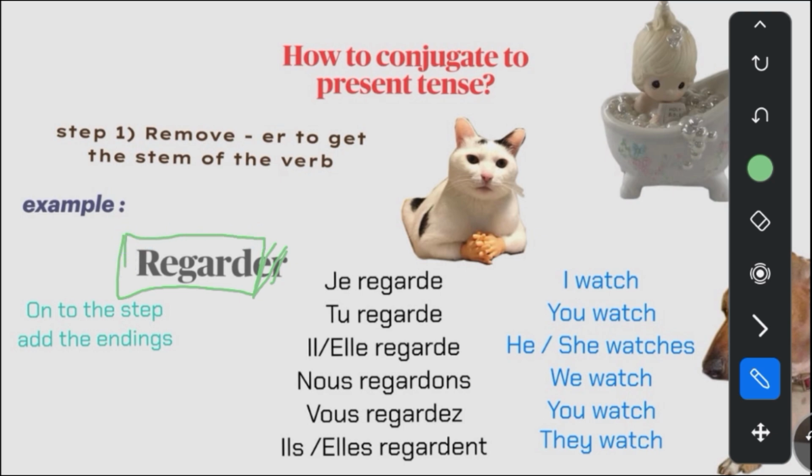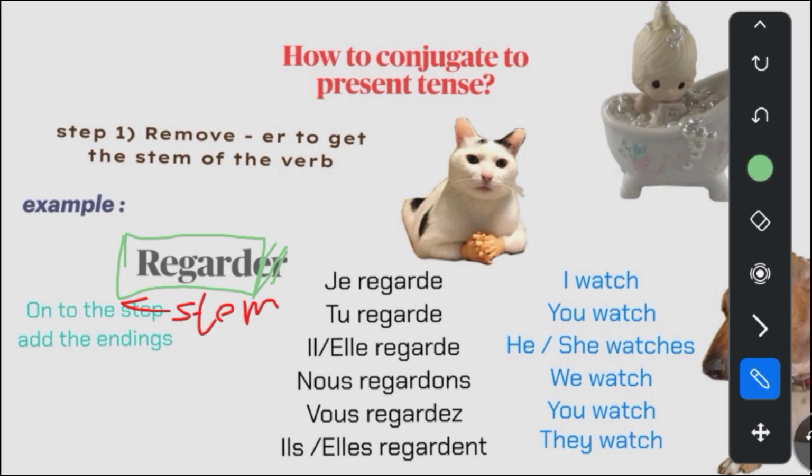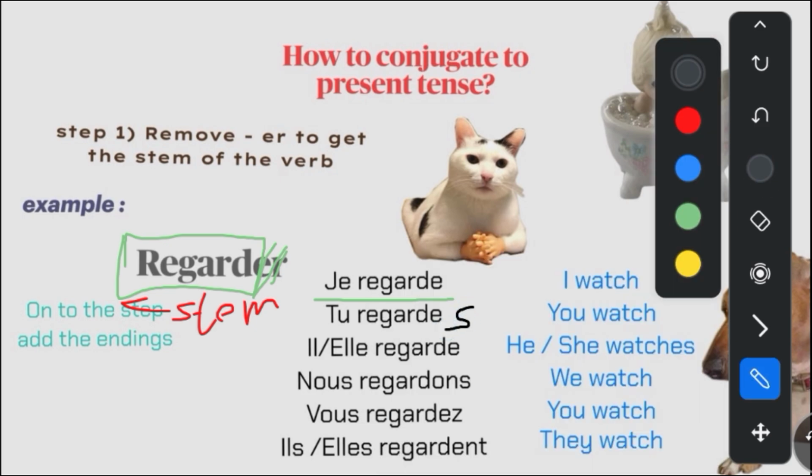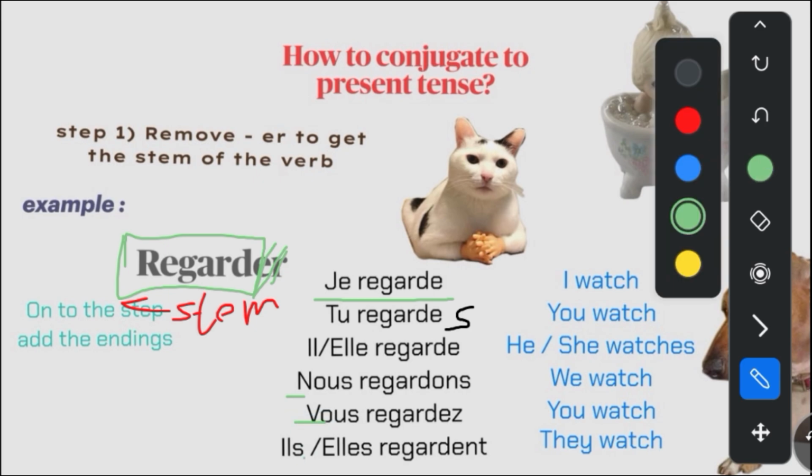So what do we do? Sorry, I mistakenly typed step here instead of stem. It's stem. So we have regard without the er, because we kicked it away. So we are adding the verb endings: je regarde, and do you see the e here? Tu regardes, along with the s. Il regarde. Nous regardons. Vous regardez. Ils regardent.